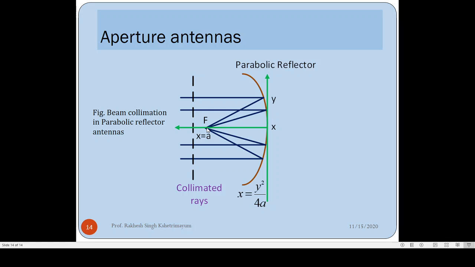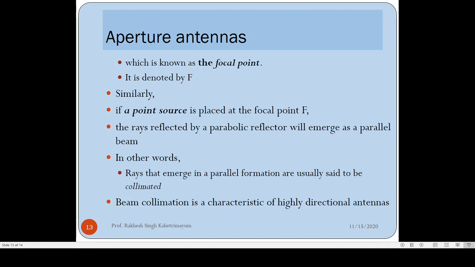So here we'll use rays for doing the analysis. Let's say this source is sending out signals which are shown as rays here. This ray will hit here on the parabolic reflector, it will come like this. This ray will hit here, it will come like this. Again, this ray will hit here, it will come like this. This ray will hit here and come like this. So the reflected rays from the parabolic reflector, all of them are parallel. That's what we are observing. So if we put a point source at the focal point, the rays reflected by the parabolic reflector will emerge as a parallel beam.